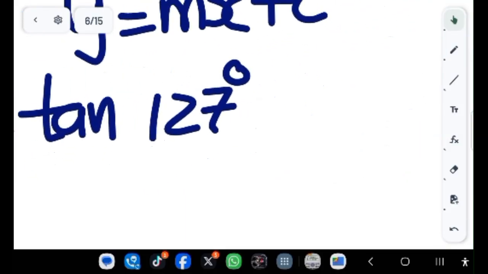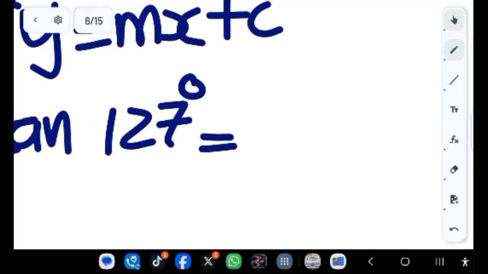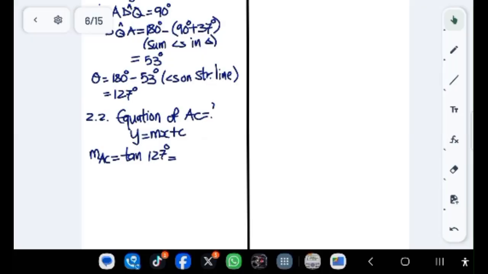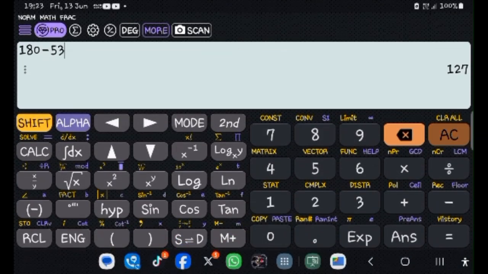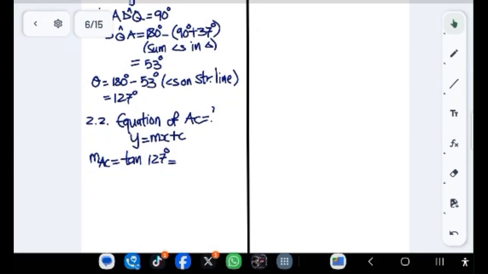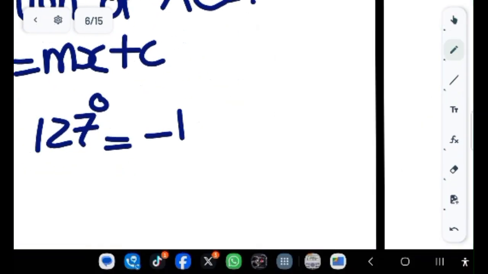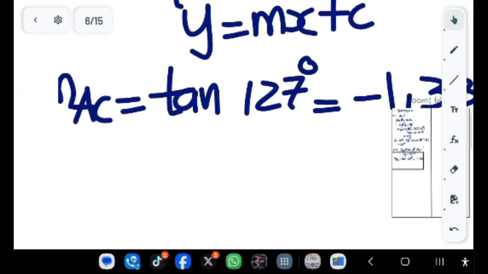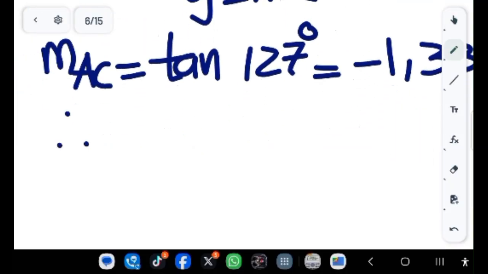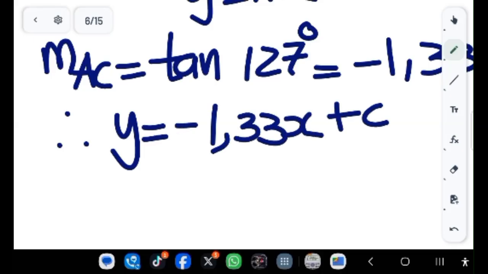Which is equal to tan of 127, that is equal to negative 1,3233. Let's round that off correct to 2 decimals. That will be negative 1,33. Therefore, the equation so far is negative 1,33x plus c.